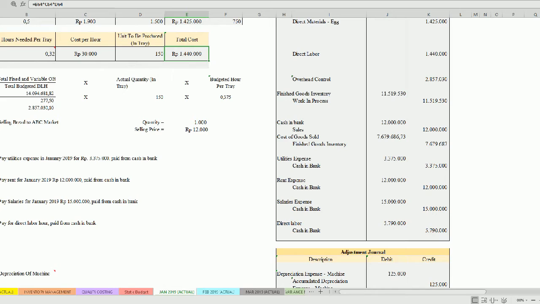On the 31st of January 2019, pay utilities expense in January 2019 for 3,375,000 paid from cash and bank. The journal will be utilities expense to cash and bank. And also with the rent, salaries, and direct labor hours. The journal will be rent expense to cash and bank, salaries expense to cash and bank, direct labor to cash and bank.